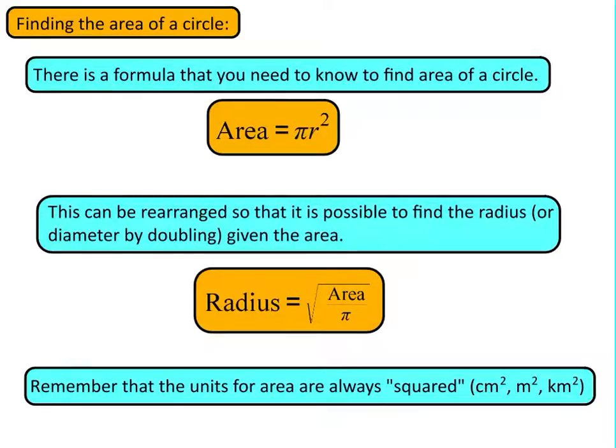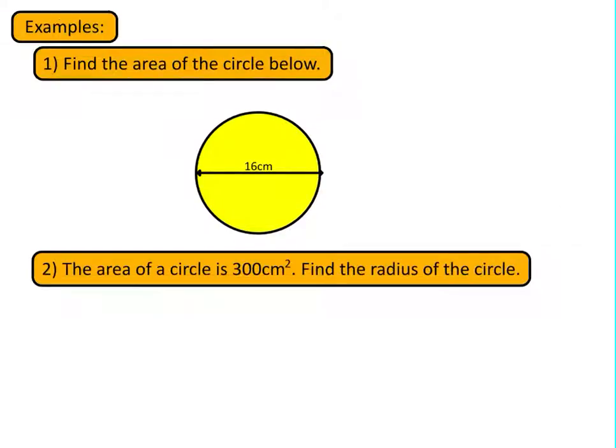Okay, so if you want to find the area of a circle, there is a formula as well, and that's that the area is pi times the radius squared, pi r squared. And if we wanted to work that backwards and find the radius, we could do that as well. The radius would be the square root of the area divided by pi. Okay, so let's look at some examples.